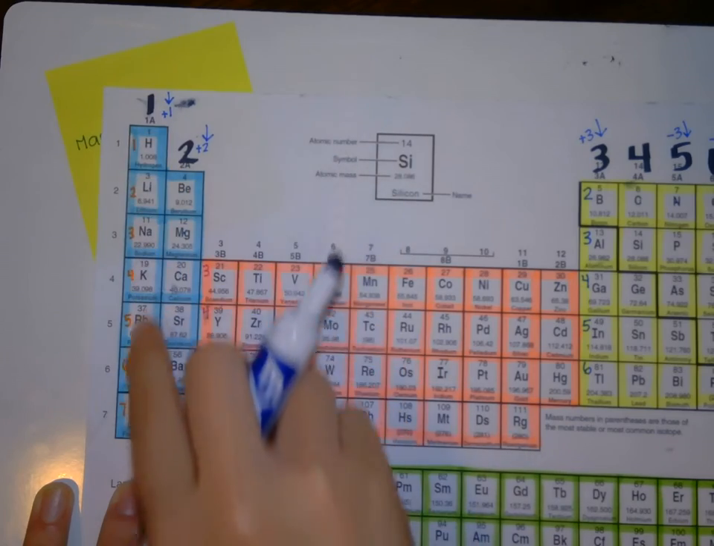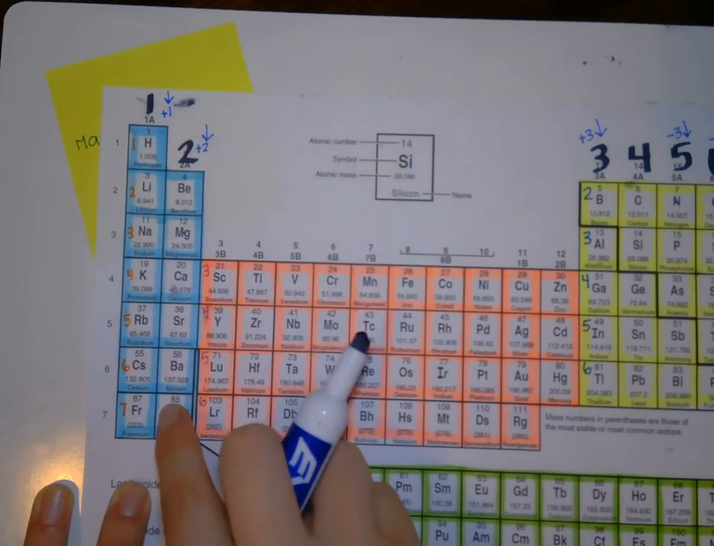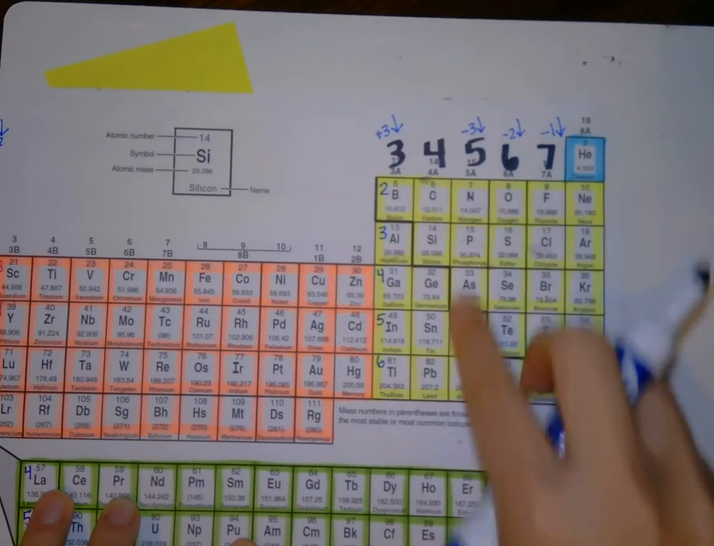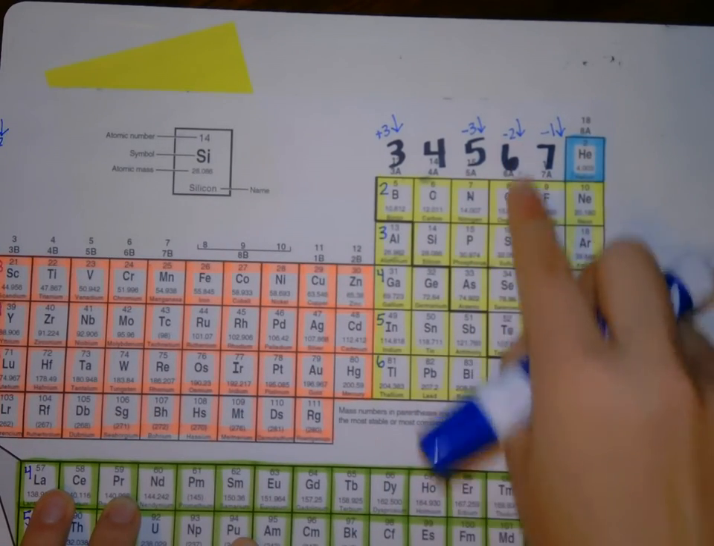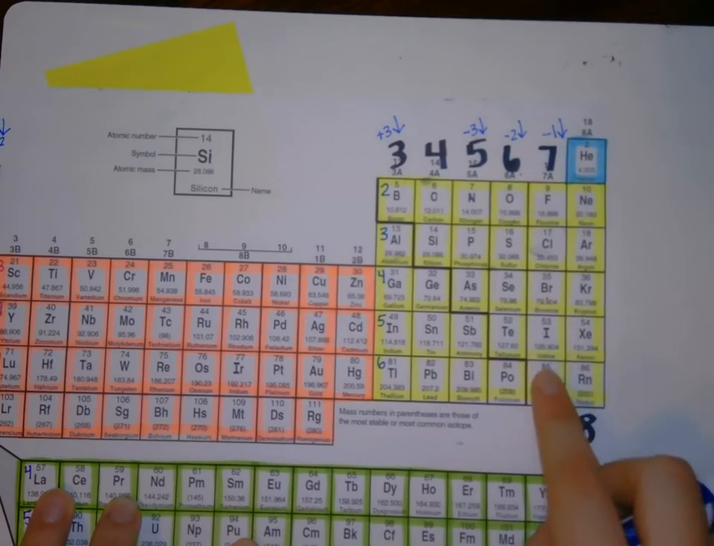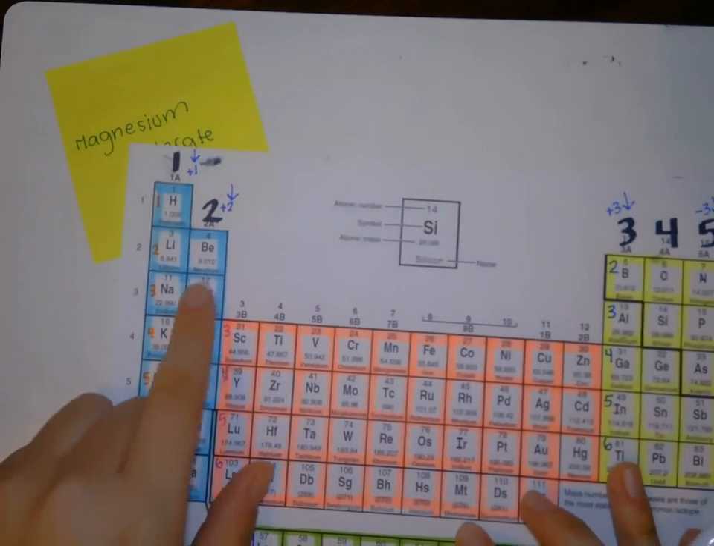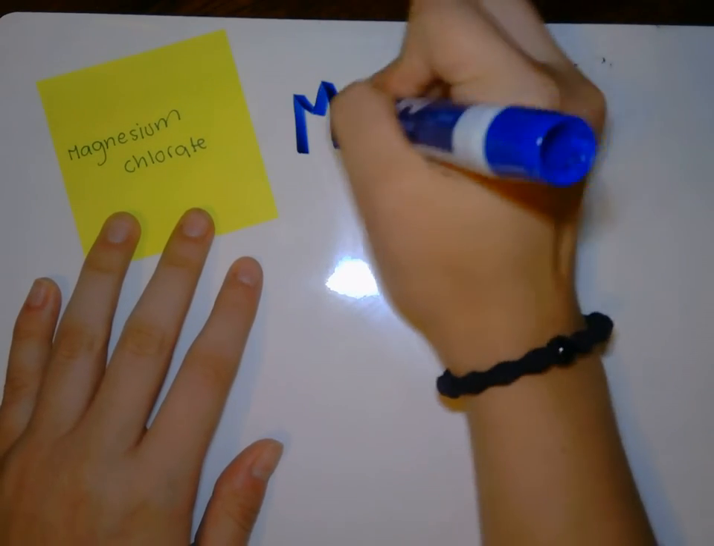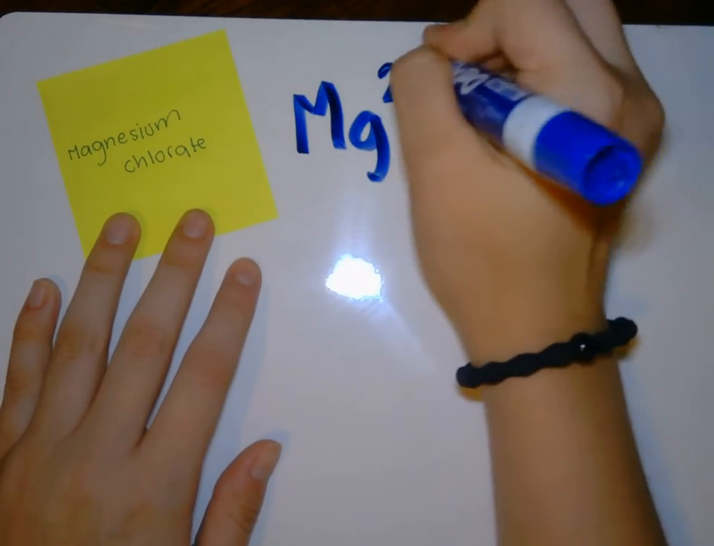So these are always +1 charges. These are always +2 charges. These are always +3 charges. These are always -3, -2, -1. It's a pattern. Okay. So magnesium is in my +2. So I know that my magnesium, symbol Mg, is a 2+.